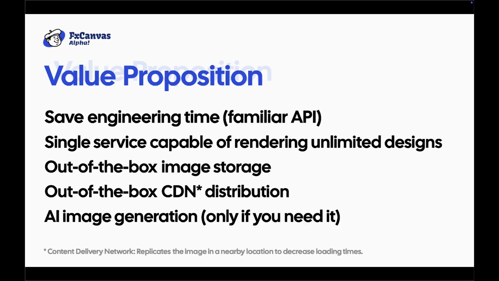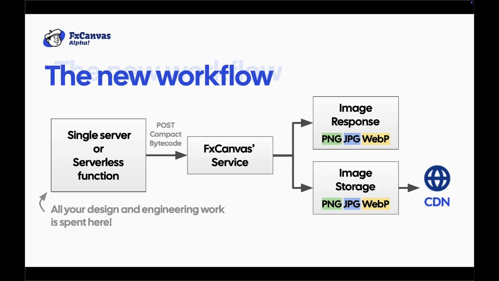FxCanvas tackles this with a clean, lightweight SDK powered by a declarative, immediate mode API. You draw vector graphics exactly like you would with HTML5 canvas, but without any of the local rendering overhead that usually comes with that. The way it works is that your drawing commands get encoded into a compact bytecode payload, sent over a simple HTTP request, and you get back a fully rendered image. Better yet, those images can be persisted across multiple regions at once and delivered globally through a built-in CDN.